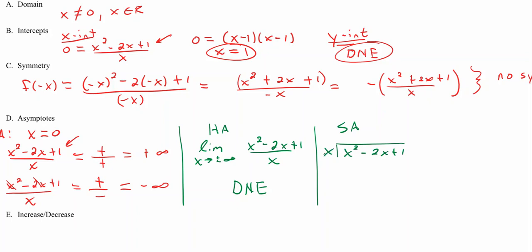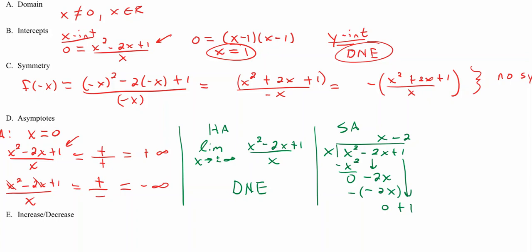So we'll say how many times does x go into x squared? It goes in x times. x times x is x squared. And then we subtract, so it becomes 0. Bring down the negative 2x. How many times does x go into negative 2x? Well, it goes in negative 2 times. And you can pretty much stop there, but we'll finish it. Negative 2 times x is negative 2x, and then we subtract that, so that becomes 0.